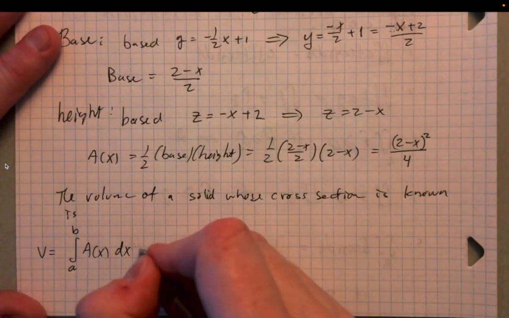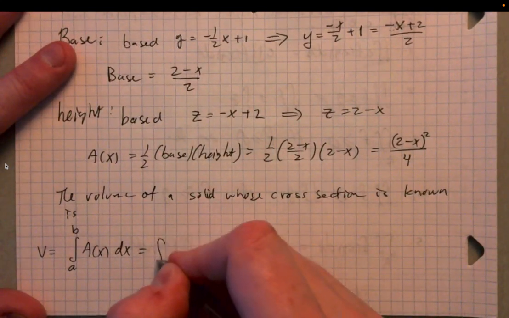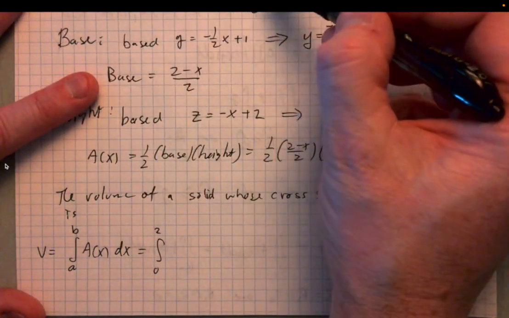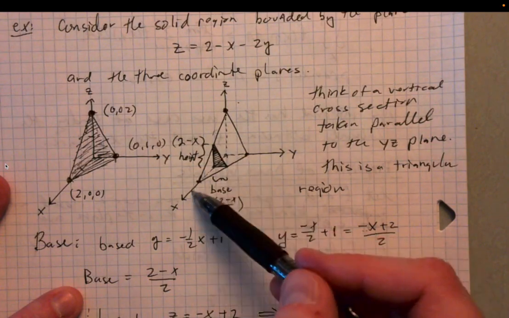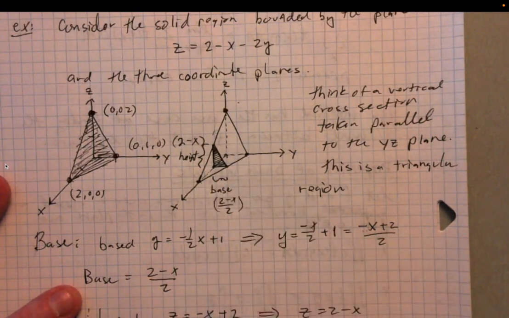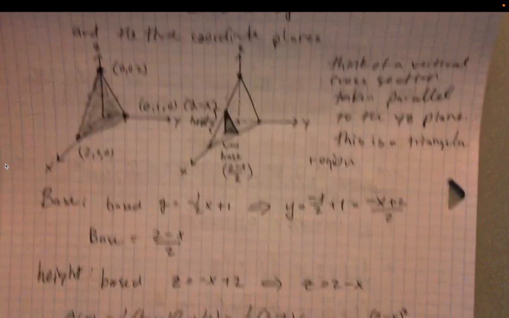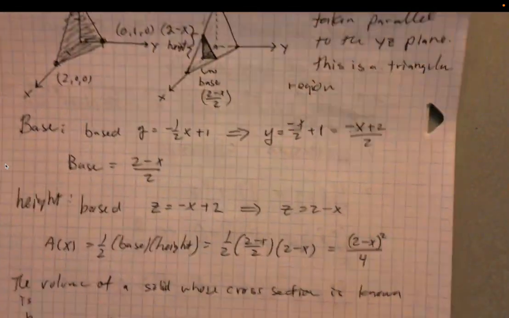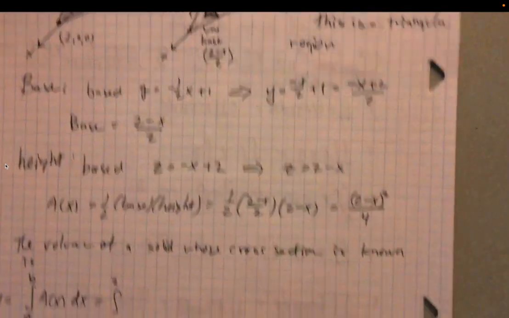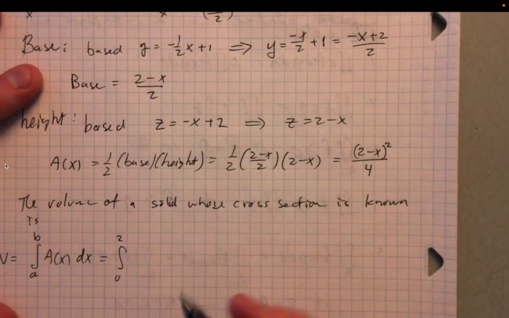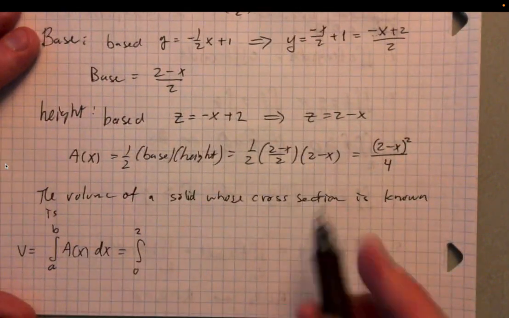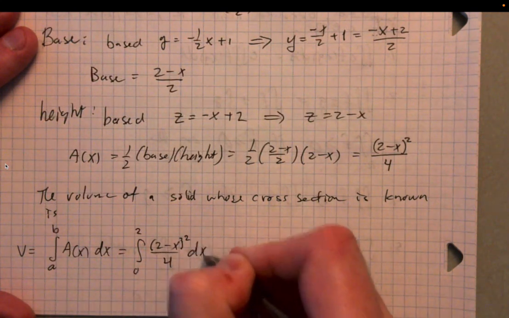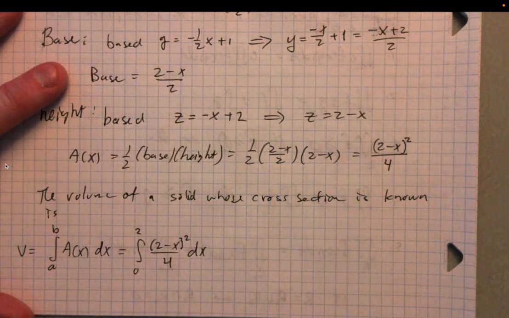In our case, this is going to go from 0 to 2. You can come from here forward or from here backwards, it doesn't matter. You should go from 0 up to 2. It's just the way this is drawn that it looks like you're coming in from the reverse direction, but this is the positive x-axis. So from 0 up to 2, and the A of x we just calculated was 2 minus x squared over 4. This is what the integral would look like.